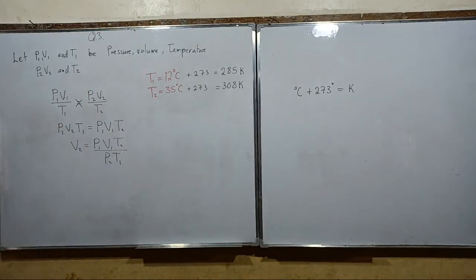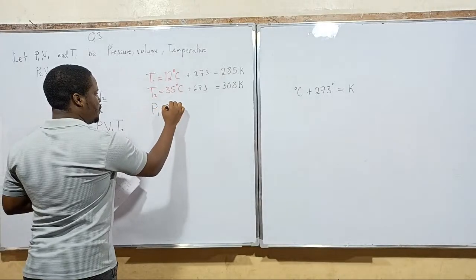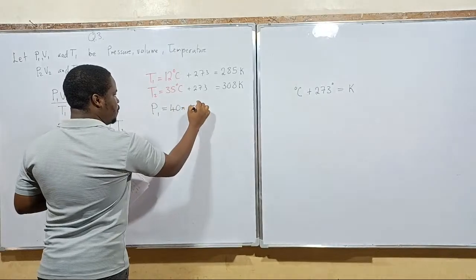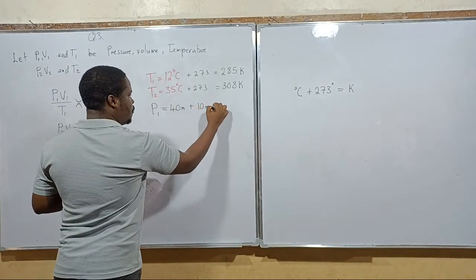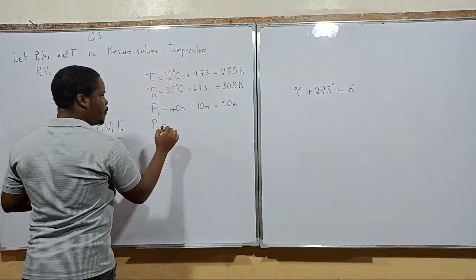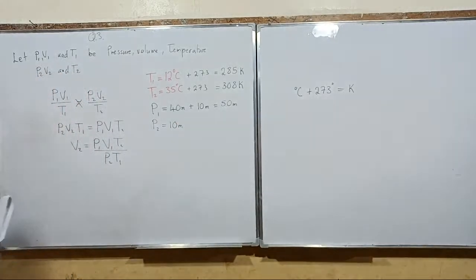Okay. From there now, let's talk about pressure. Since we've been told that the pressure at the bottom of the lake is 40, and then at the top, we're going to use 10. So we're going to say pressure 1 at the bottom is 40. So pressure is being measured in terms of meters. Plus the one for water, which is 10. So pressure 1 will be 50. Pressure 2 at the top, so it's just water, which is just 10, like that. What else do we need?